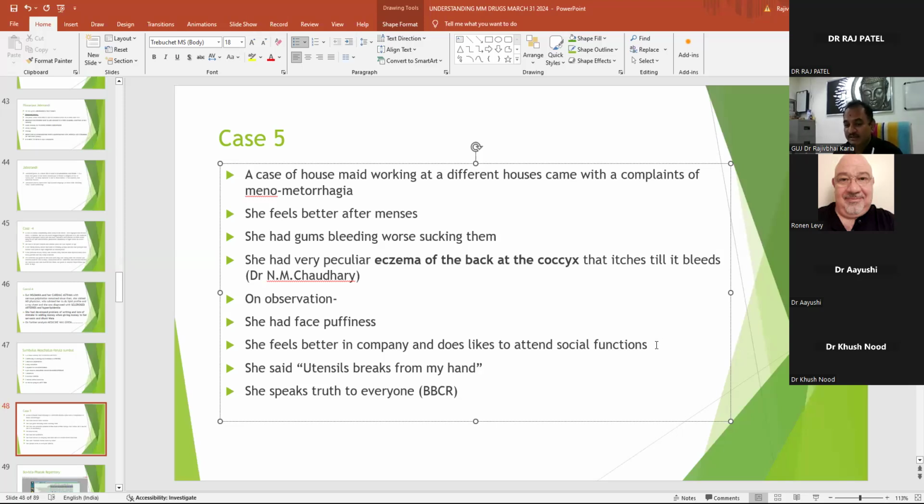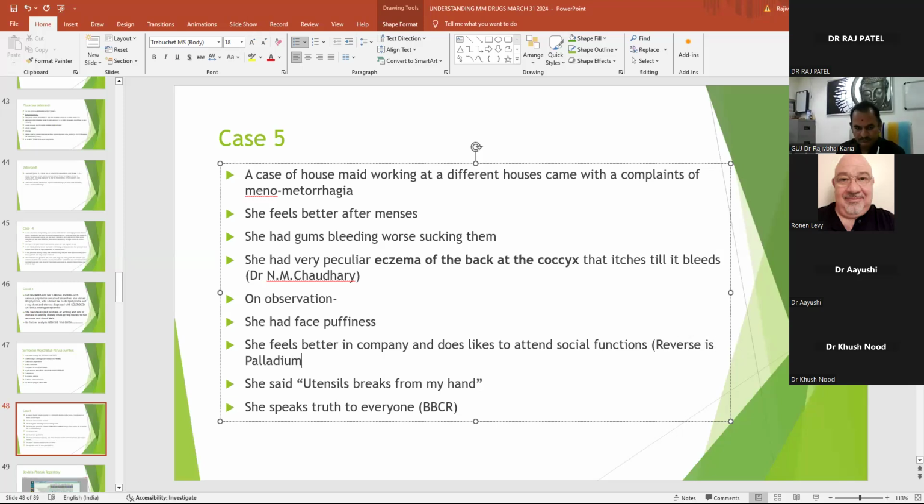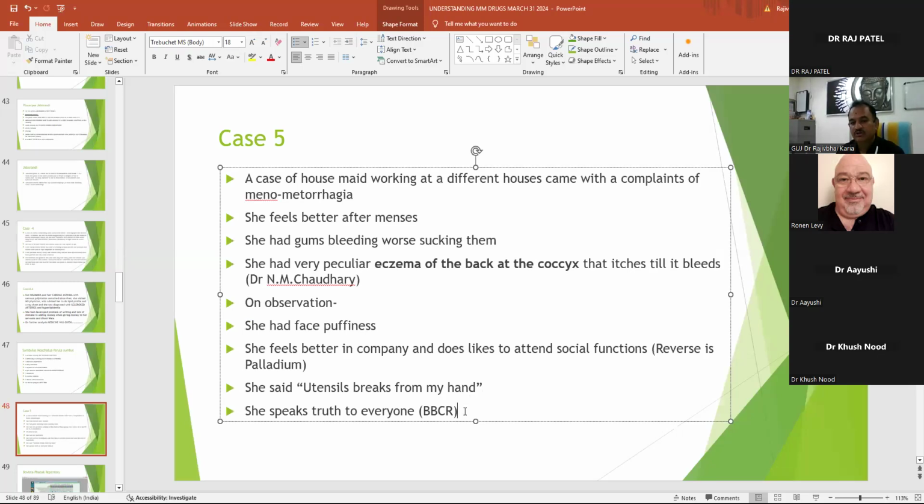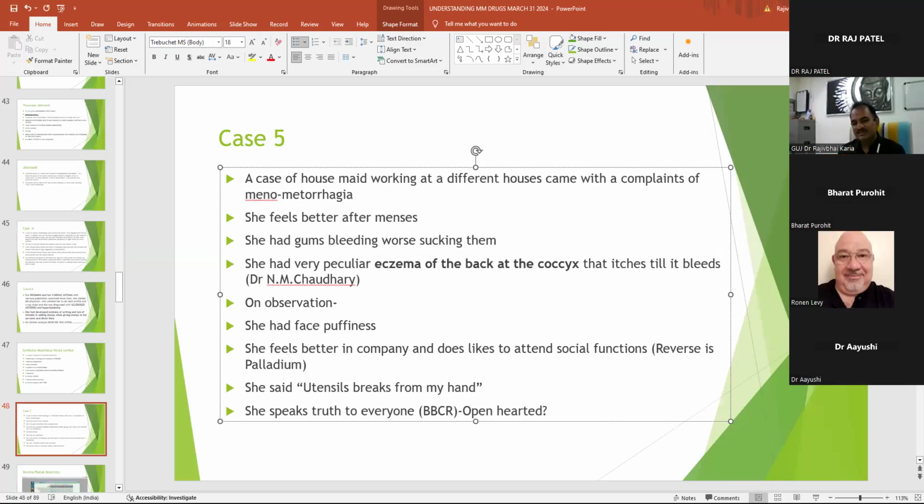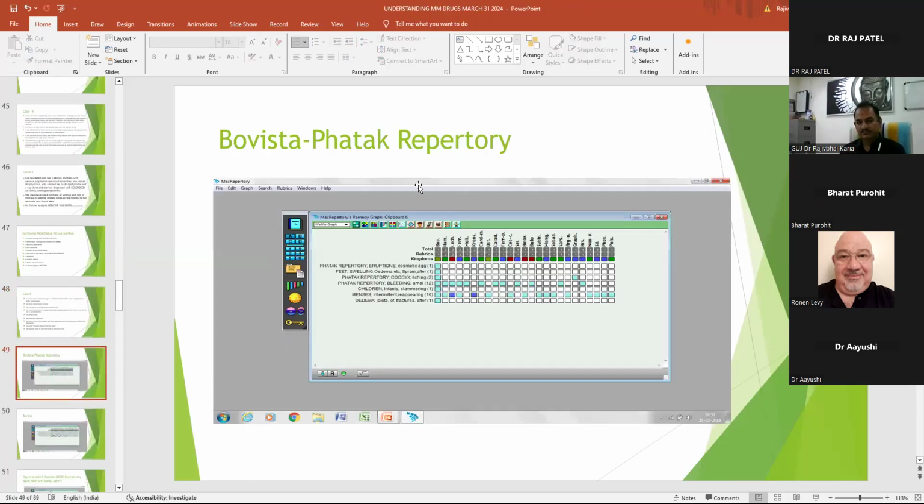Does not like is Palladium; the reverse is Palladium. She said utensils break from my hand. She speaks truth to everyone. I speak truth to everyone. She is open-hearted. What is the remedy? Bovista. Congratulations. So easy, no? So the remedy is Bovista.